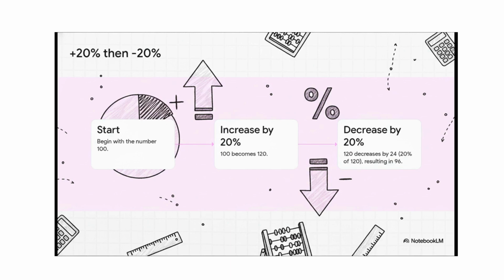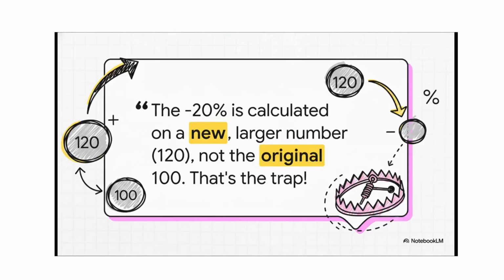Simple enough. But, and this is the whole trick, when we decrease it by 20%, we're not taking 20% of the original 100. We're taking 20% of our new number, 120. And 20% of 120 is 24. So you take 120, you subtract that 24, and you land on 96. See? Not 100. So the trap is all about the base.